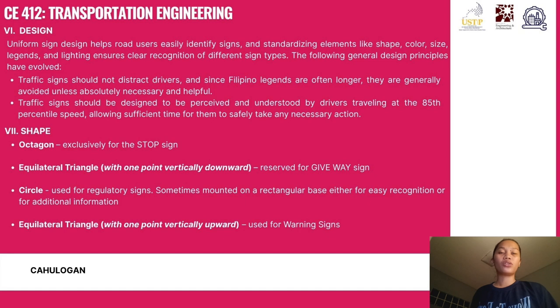Next is the circle. The shape circle is used for the regulatory signs. It is sometimes mounted on a rectangular base either for easy recognition or for additional information. Next, we have the equilateral triangle but with one point vertically upward. This is used for warning signs.